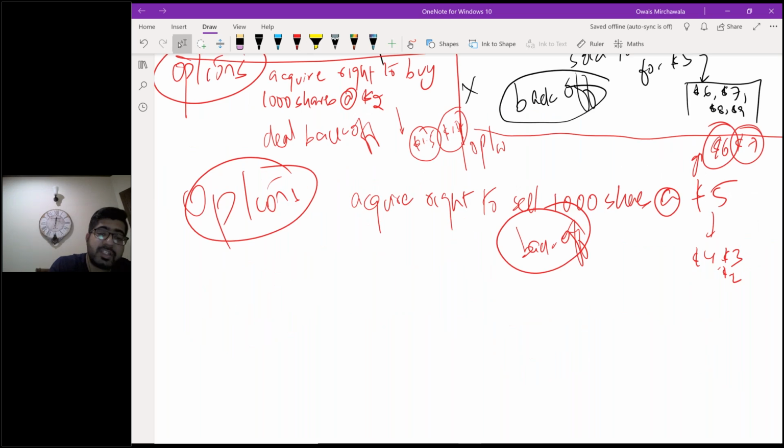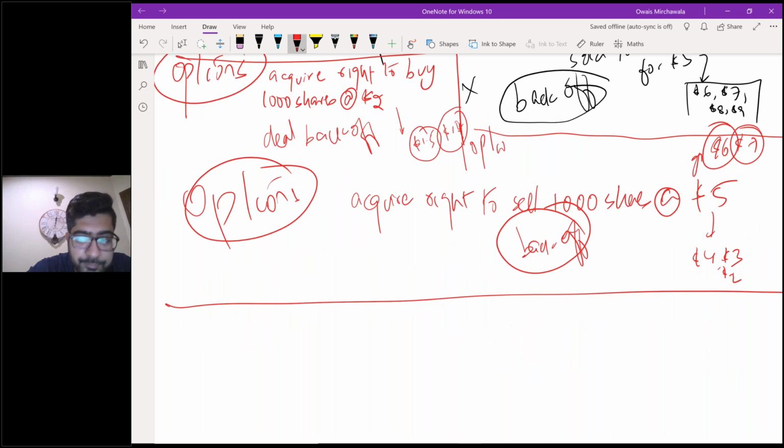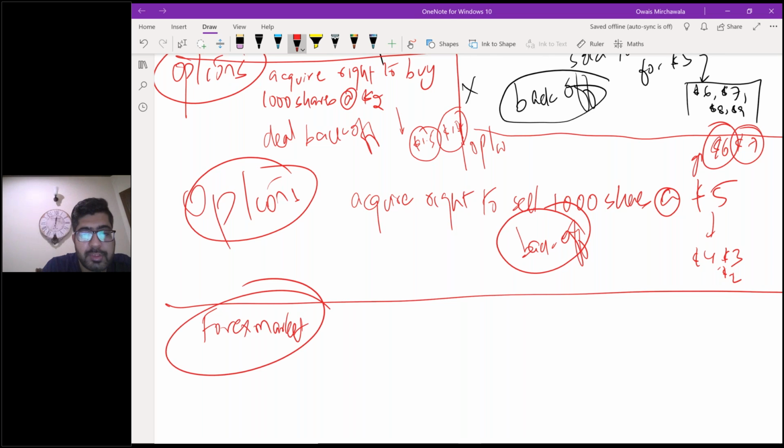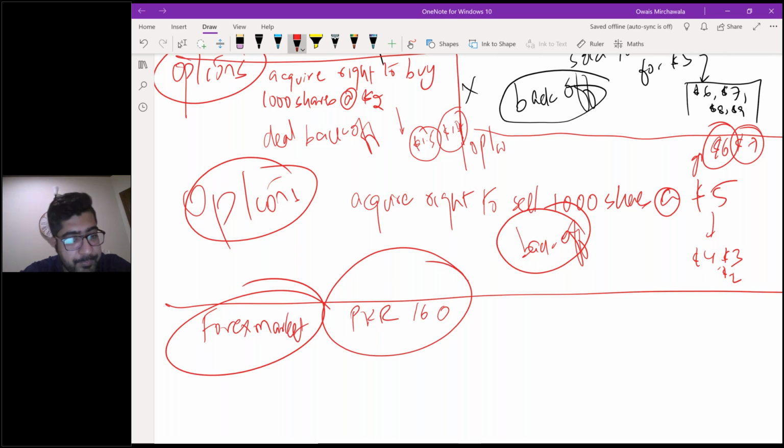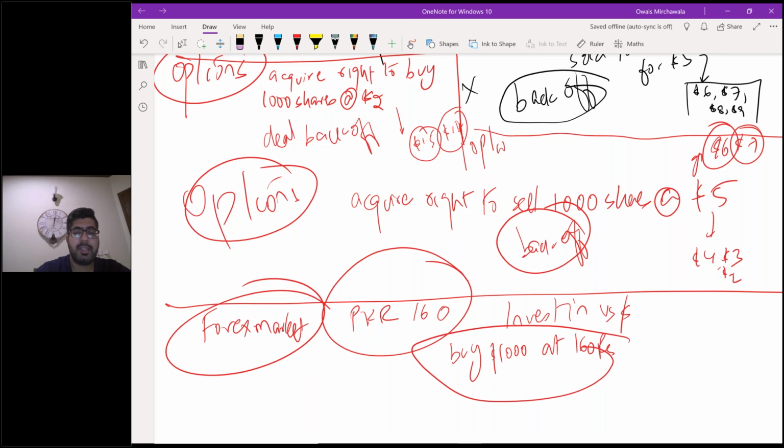Sir, is this only in the shares market? This is in every market. You can consider the example of the Forex market. Let's suppose in Pakistan, the currency is PKR and the dollar rate to PKR is 160. Now, for example, I have decided to invest in US dollars and I bought $1,000 at 160.